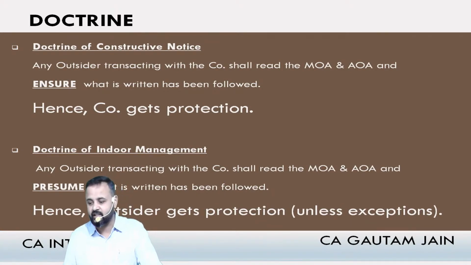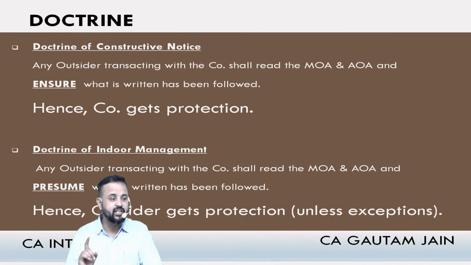Doctrine of constructive notice. What is it? Any outsider, any stranger dealing with the company has to read the MOA and AOA and then verify that whatever is written has been followed. He has to ensure, the stranger has to ensure. So that means this doctrine is giving protection to whom? Company. So that's where we said practically this is not possible.